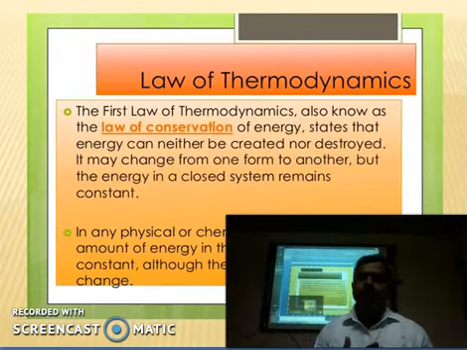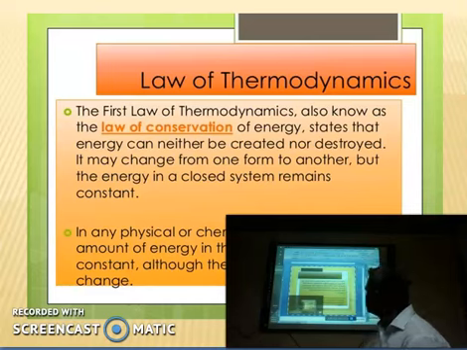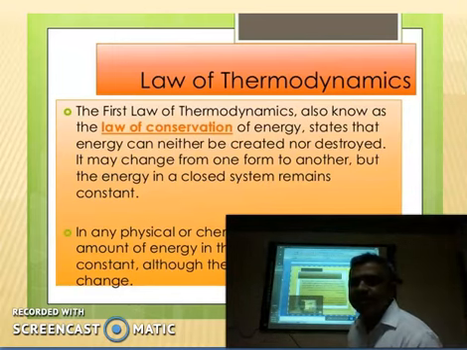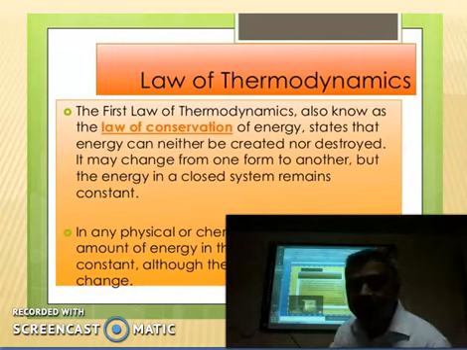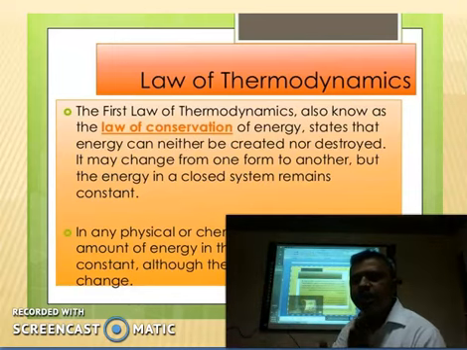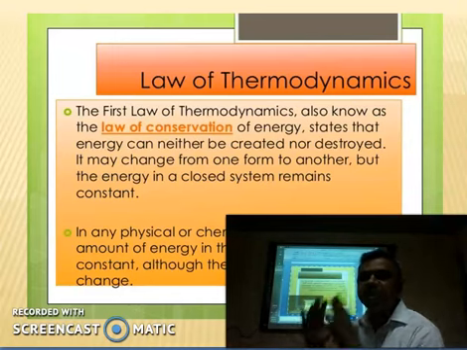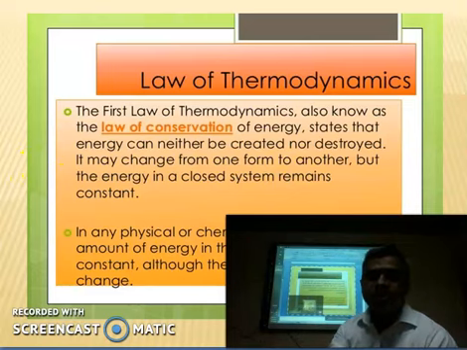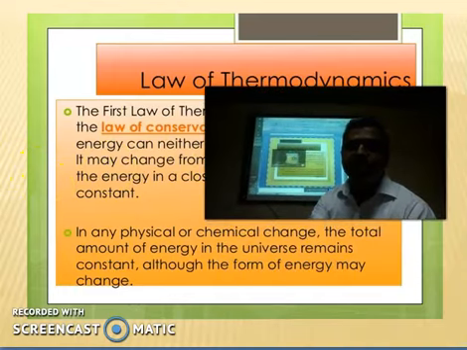Now the laws of thermodynamics. The first law of thermodynamics is also known as the law of conservation of energy. It states that energy can neither be created nor destroyed. It may change from one form to another, but the energy in a closed system remains constant. In any physical change, the total amount of energy in the universe remains constant, although the form of energy may change.